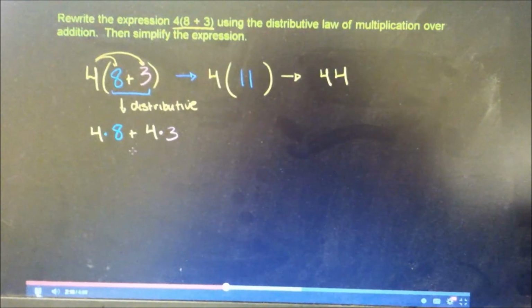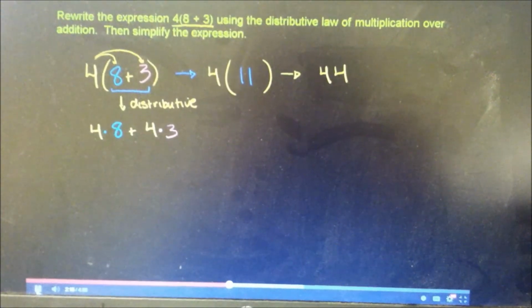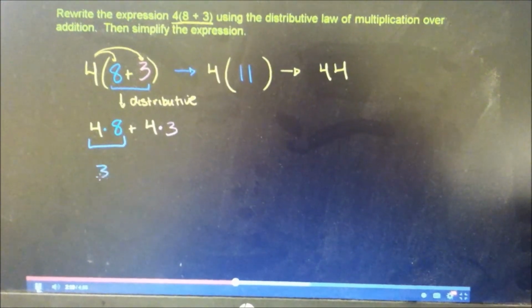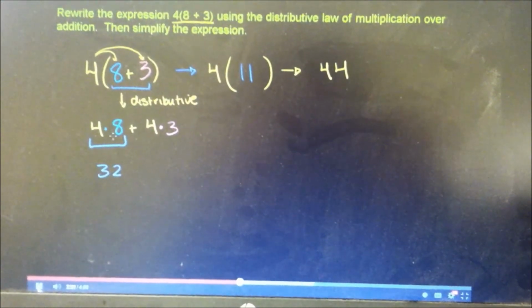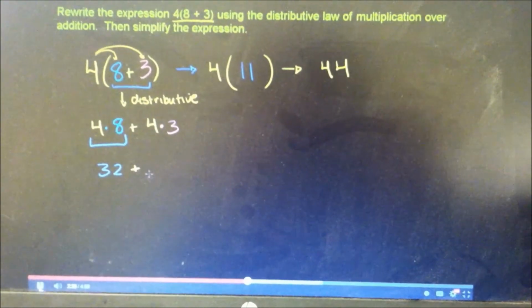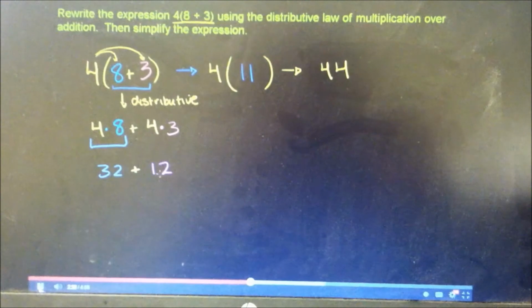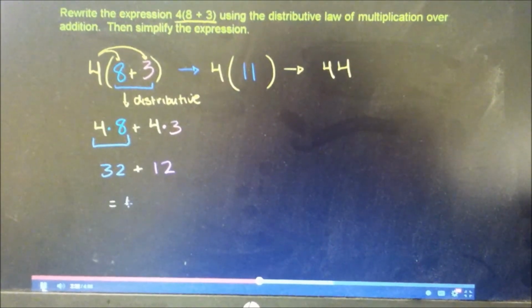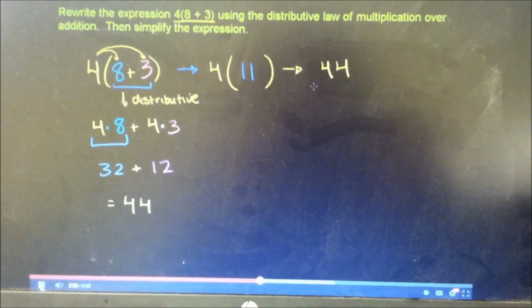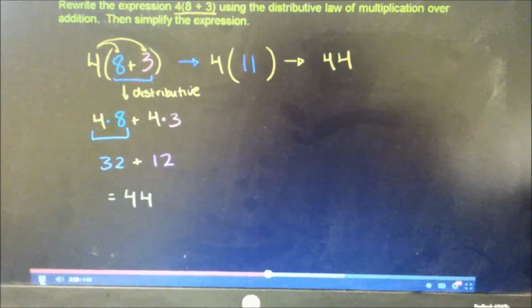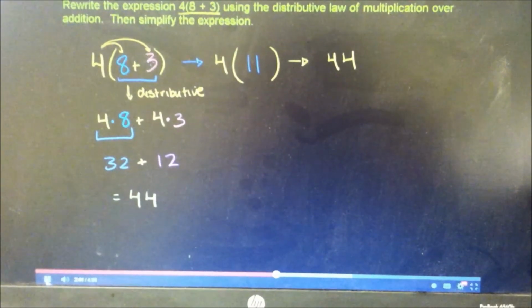But when you evaluate it, 4 times 8 is 32. And then we have 32 plus 4 times 3. 4 times 3 is 12. And 32 plus 12 is equal to 44. That is also equal to 44. So you can get it either way, but when they want us to use the distributive law, you distribute the 4 first. Now let's think about why that happens.